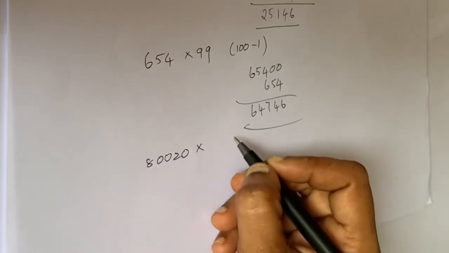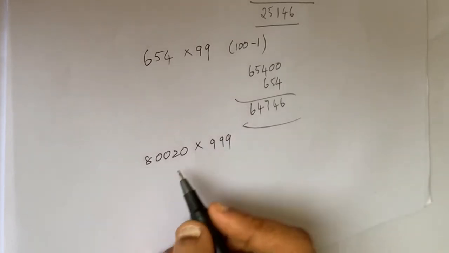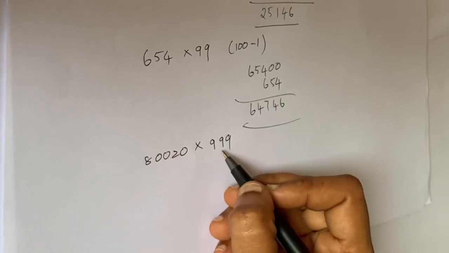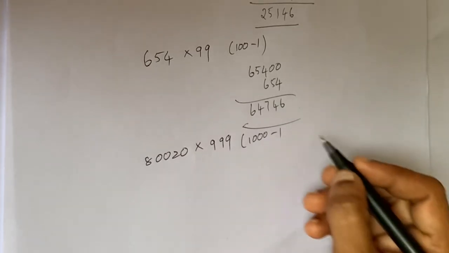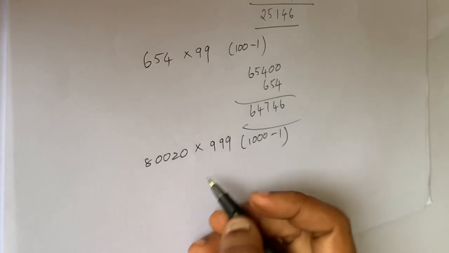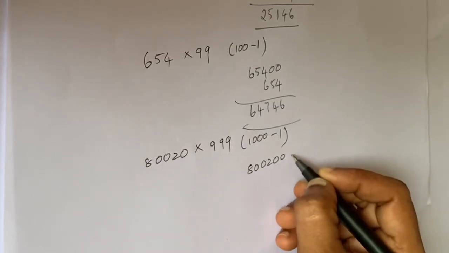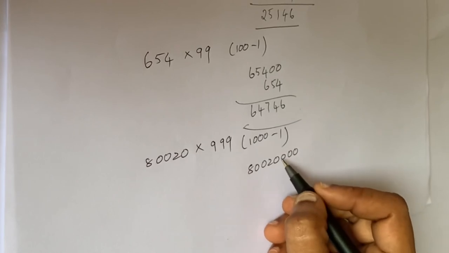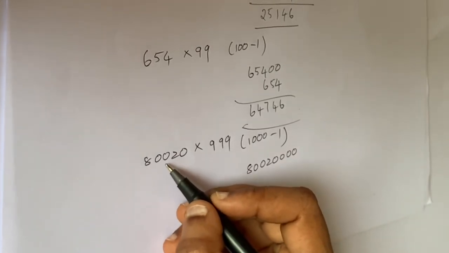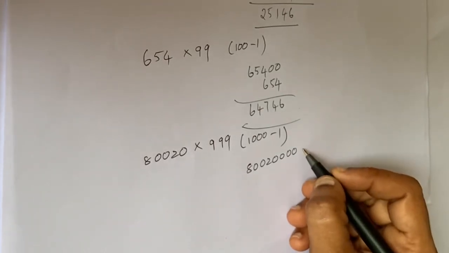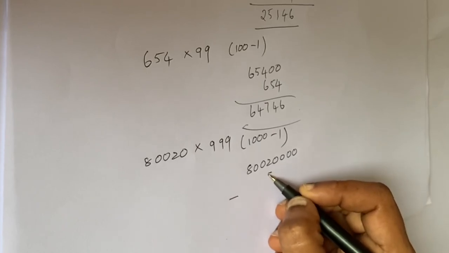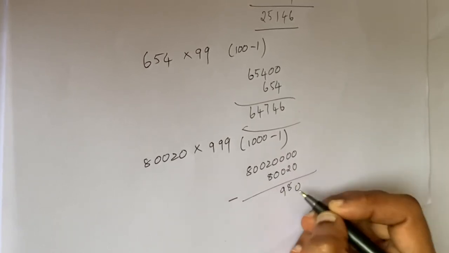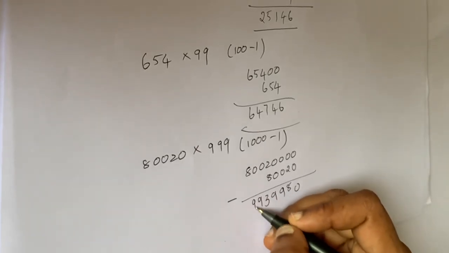So another example which consists of 3 nines. So here the multiplicand consists of 5 digits and the multiplier consists of 3 digits. So we can write 999 as 1000 minus 1. Okay. So 80,020 multiplied by 1000. So here you have to put 3 zeros after 80,020, okay, minus 1000. So this is the answer.